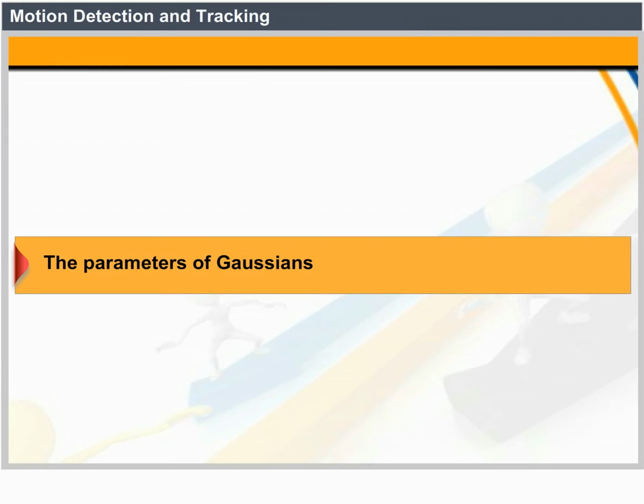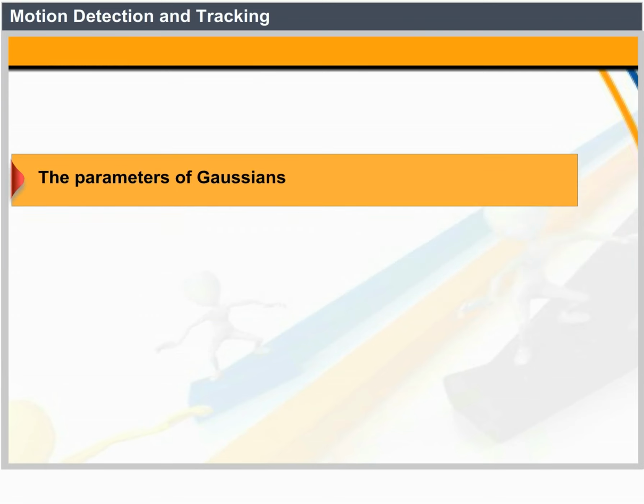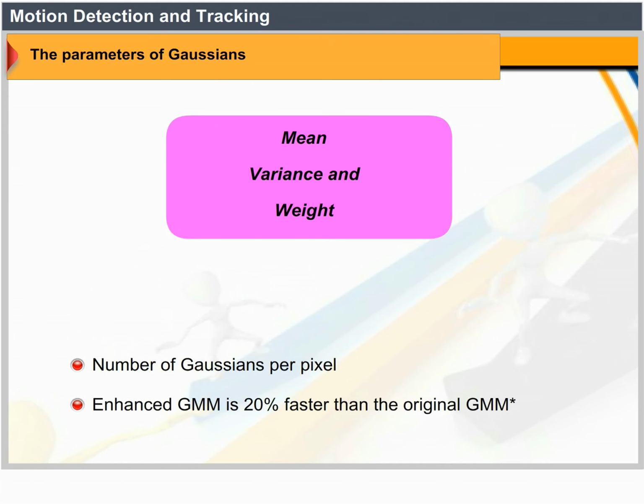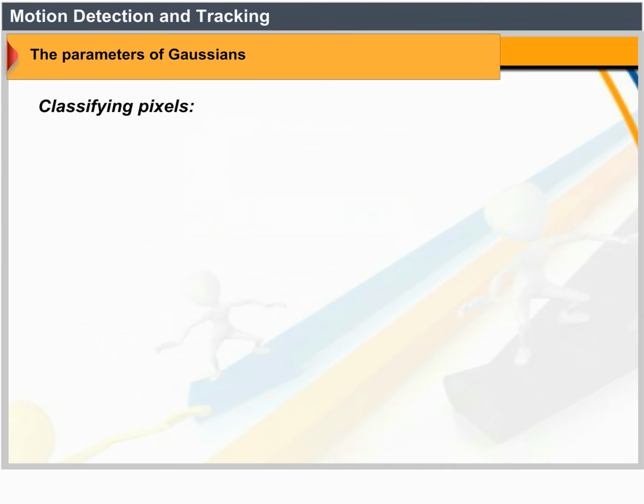The parameters of Gaussians: mean, variance, and weight. Number of Gaussians per pixel. Enhanced GMM is 20% faster than the original GMM. Classifying pixels. X vector power t equals the value of a pixel at time t in RGB color space.